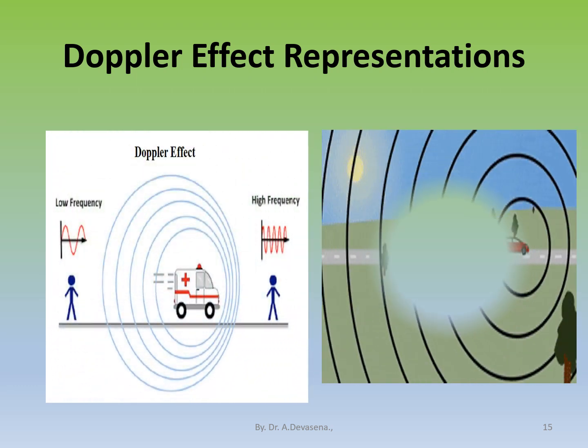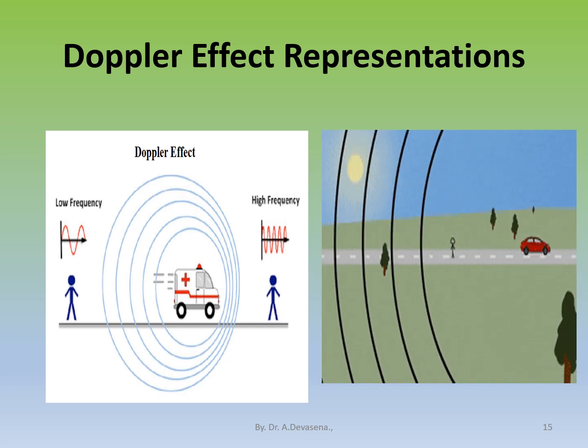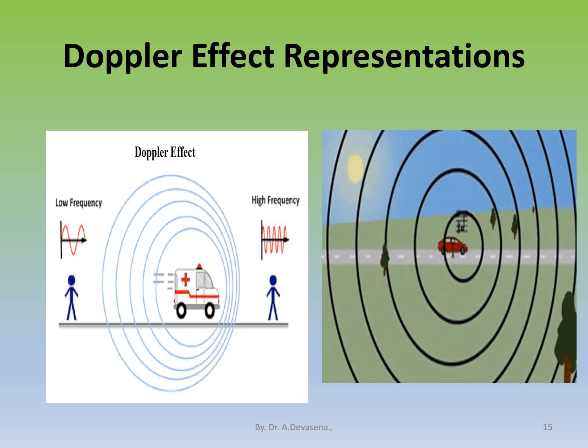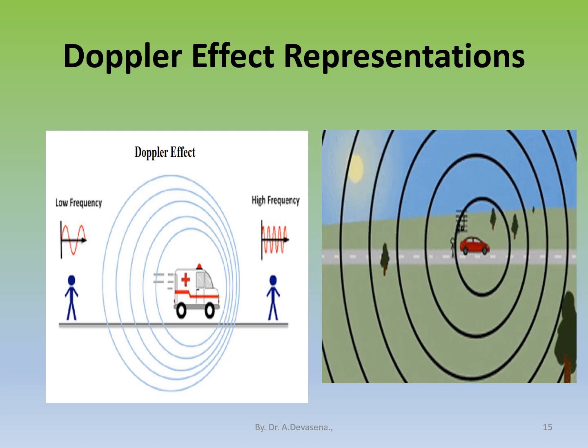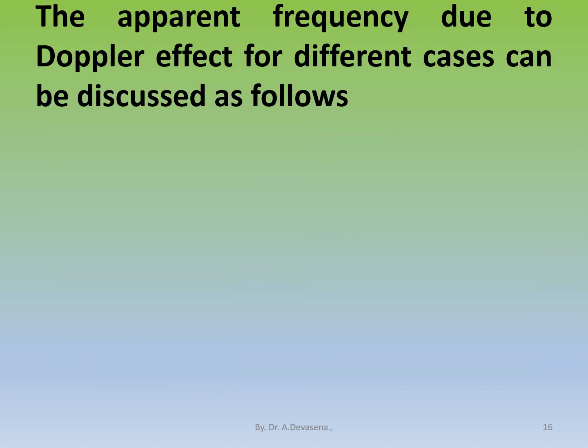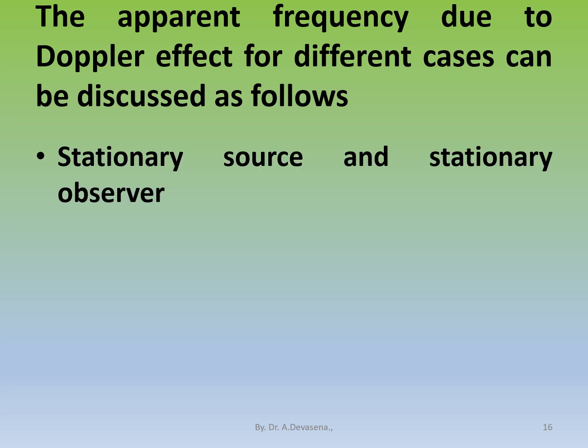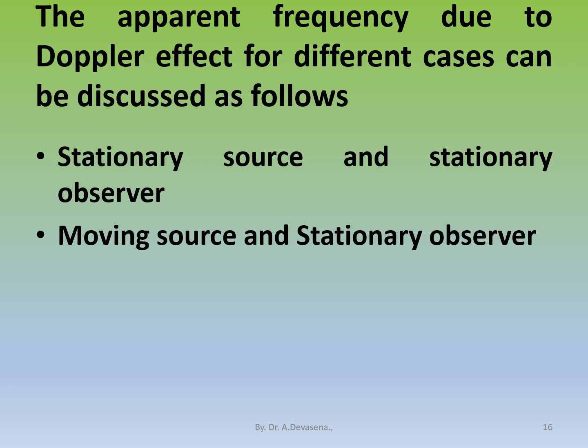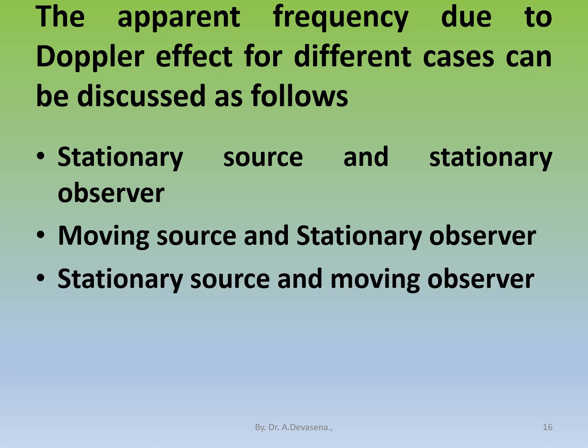Here is another representation. The apparent frequency due to the Doppler effect for different cases can be discussed as follows. Case 1, stationary source and stationary observer. Case 2, moving source and stationary observer. Case 3, stationary source and moving observer.